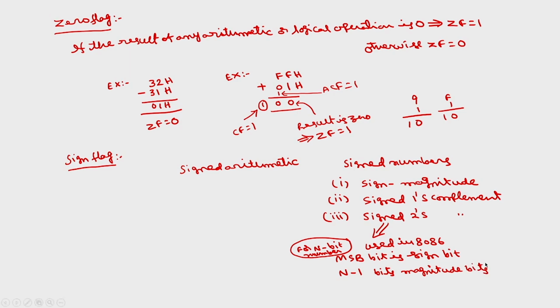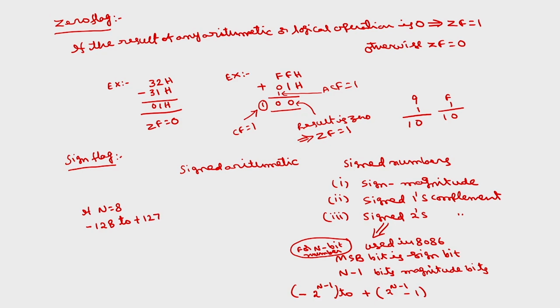So as a result of that, the range of these two's complement numbers that can be represented for an n-bit number varies from minus 2 raised to the power of n minus 1 to plus 2 raised to the power of n minus 1, minus 1. For example, if n is equal to 8, this range becomes minus 128 to plus 127.